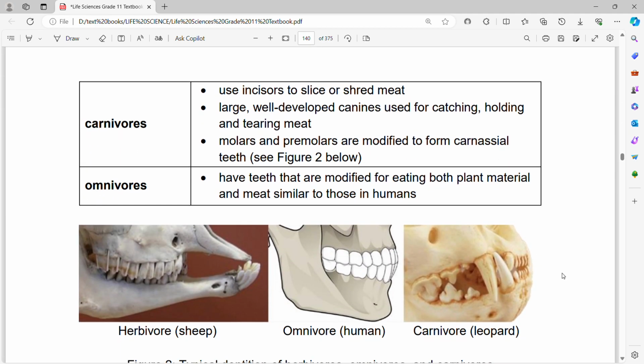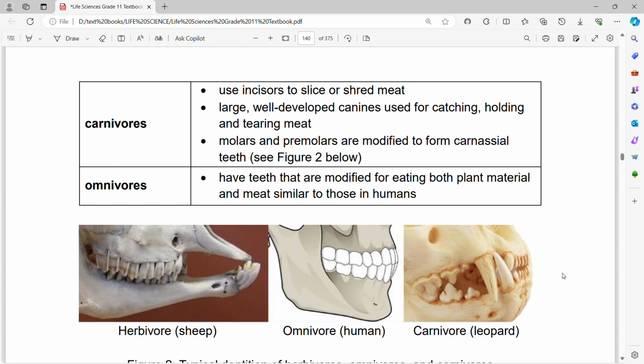Then we have carnivores. Carnivores use incisors to slice and shred meat. These carnivores are the animal eating organisms. Then large well developed canines are used for catching, holding and tearing meat, and then molars and premolars are modified to form the carnassial teeth. So carnivores have incisors, canines, and molars and premolars.